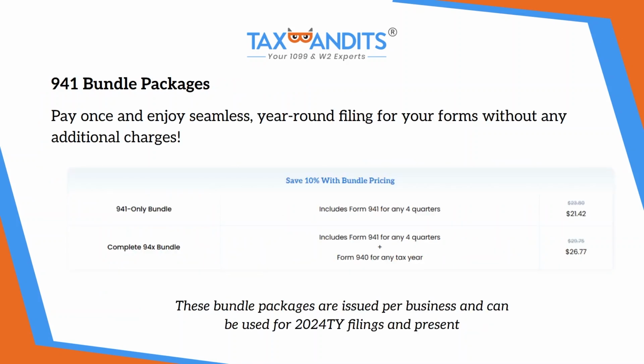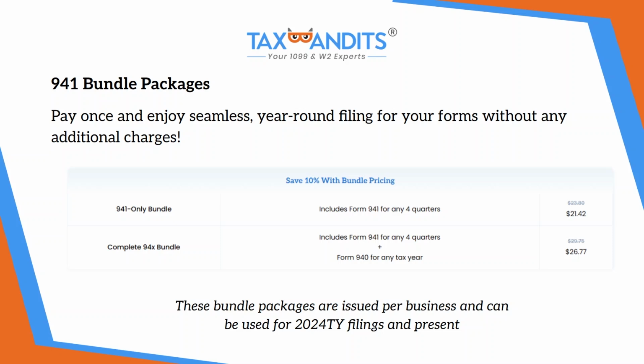Planning to file all 4 quarters with TaxBandits? Our 941 bundle packages are designed to make your payroll tax filing process simple, efficient, and worry-free. With these packages, you pay once and enjoy seamless year-round filings for your forms without any additional charges. You can choose the best bundle that fits your filing needs, and you will receive 10% off. Our 941-only bundle allows you to purchase 4 Form 941 filing credits, which takes care of your 941 quarterly filings for the entire tax year.